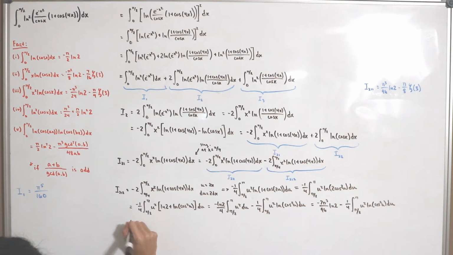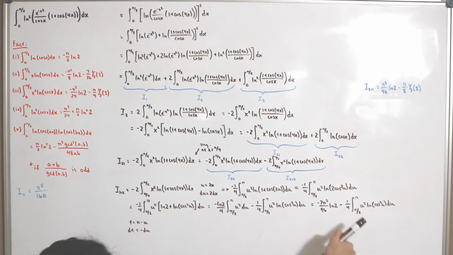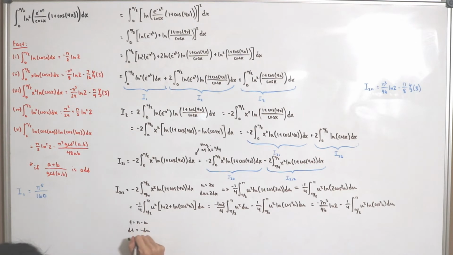So we're going to get this in terms of t. Let t equal pi minus u. Then dt is equal to negative du. Also, there's a u squared, so I also want this in terms of t. So let's solve for u to plug in. Basically, u is just equal to pi minus t. Okay, so we have that.